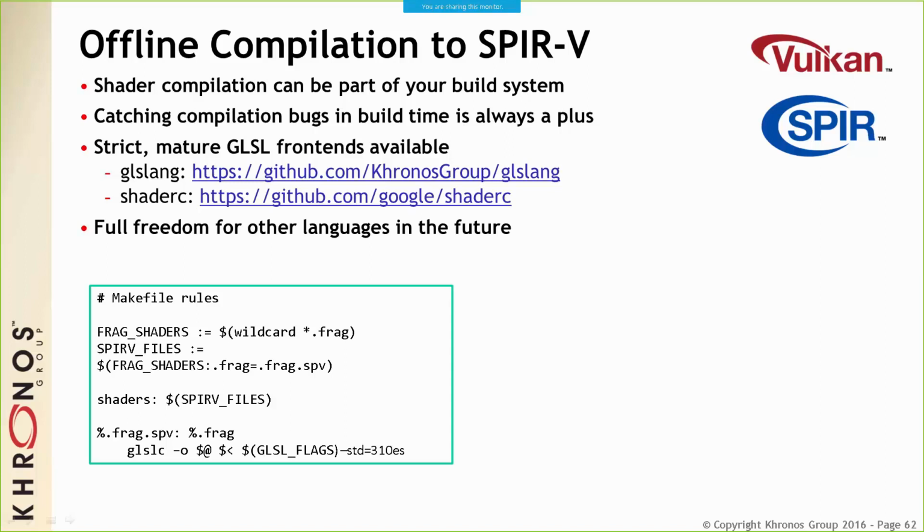That's very annoying in GL. But here you can build everything up front and see all the errors. So here I just added some snippets of a makefile that will pretty much do this for you. Another good thing is that there's full freedom for new languages. Like you could write in HLSL if the compiler there matures. You could write your own domain-specific shading language, for example.